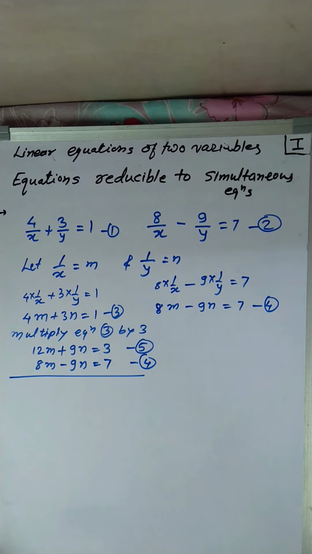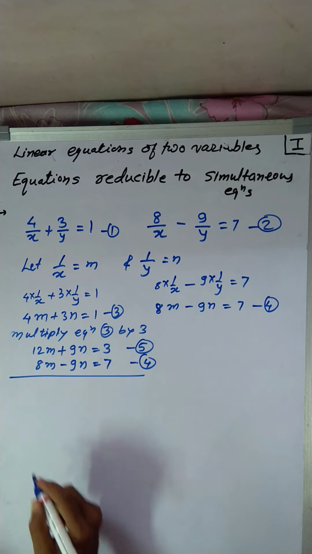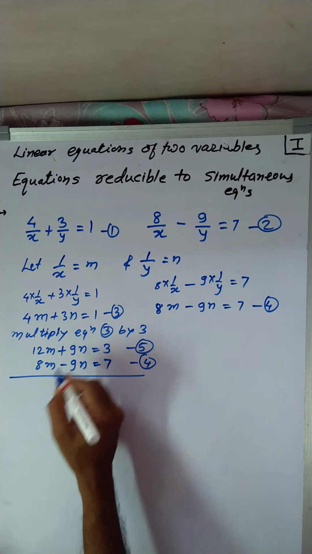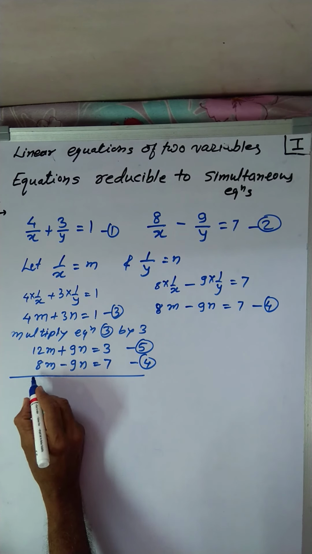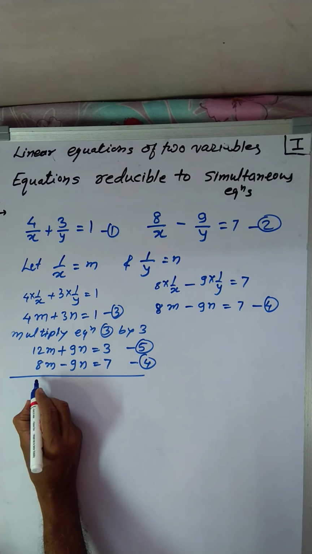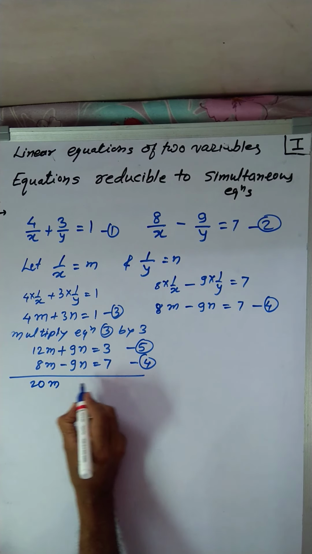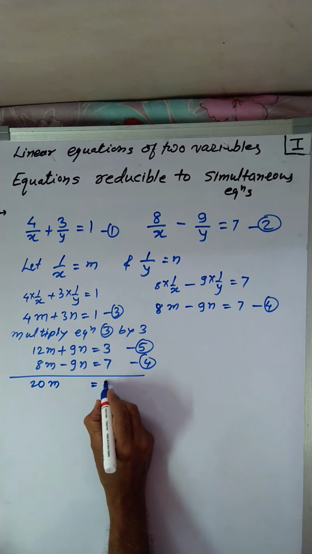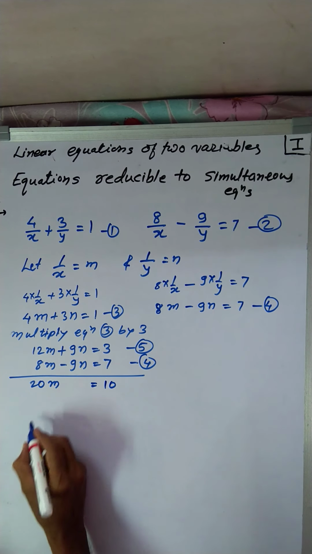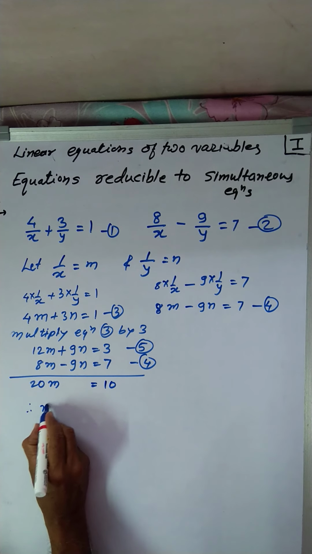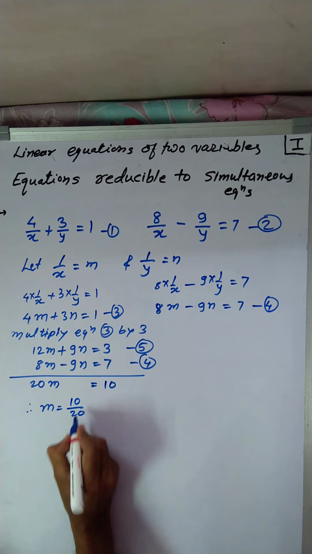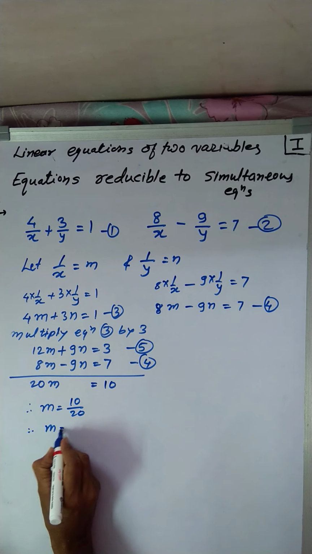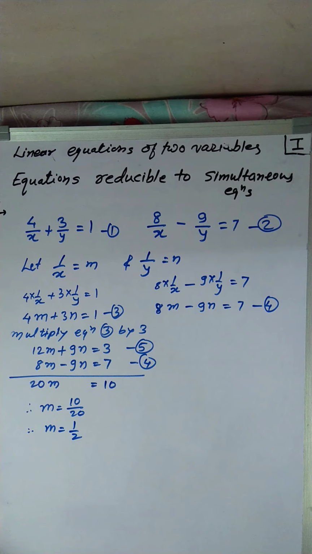Now we have to solve these equations by adding these two equations. We cancel plus 9n and minus 9n. That means 12m plus 8m is 20m, is equal to 10. Hence m is equal to 10 upon 20. Therefore m is equal to 1 upon 2.